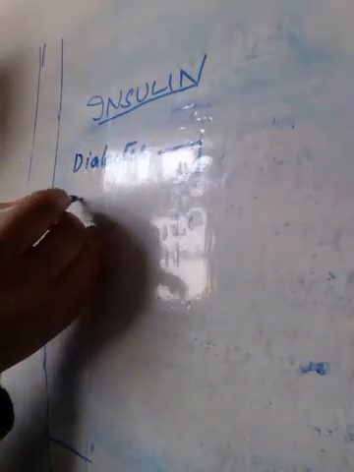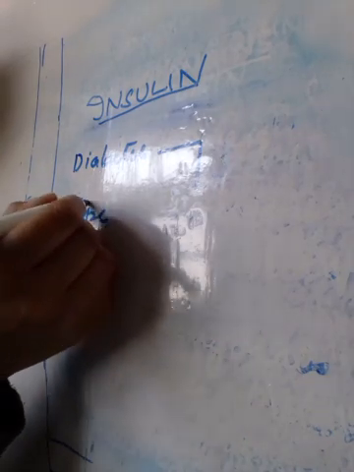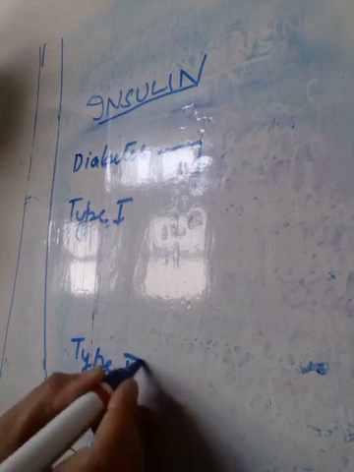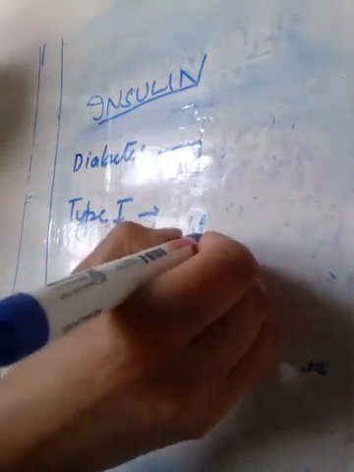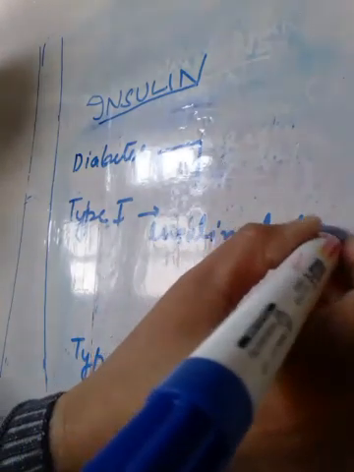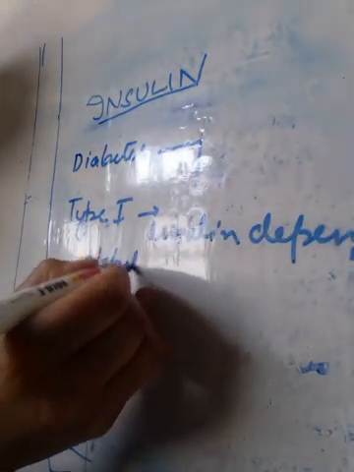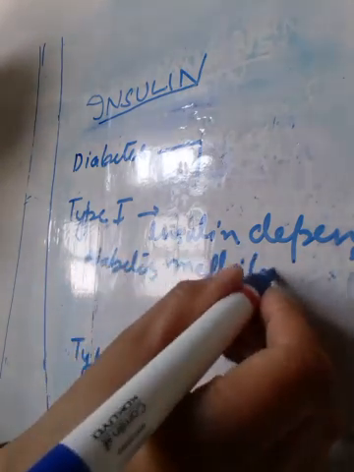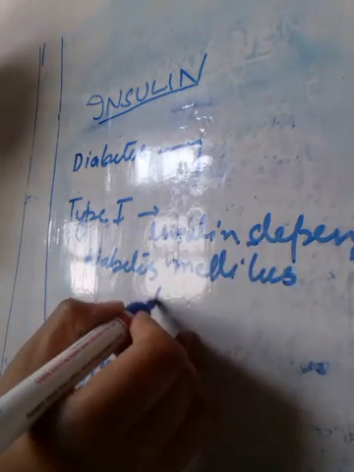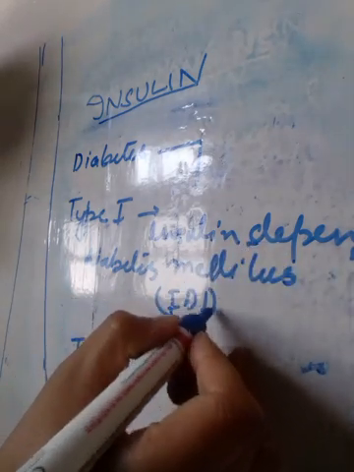Diabetes has been categorized in two categories. Number first, type 1 and type 2. Type 1 is known as insulin dependent diabetes mellitus, represented as IDDM.